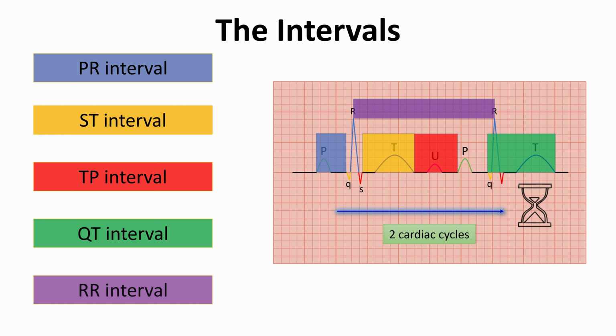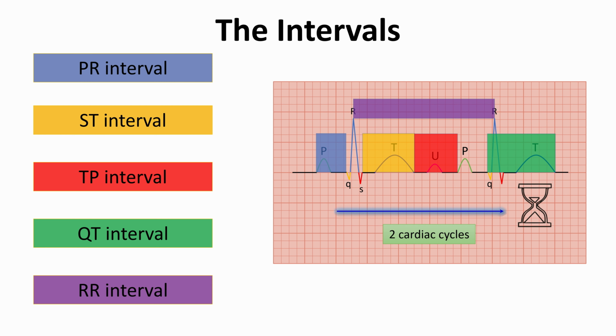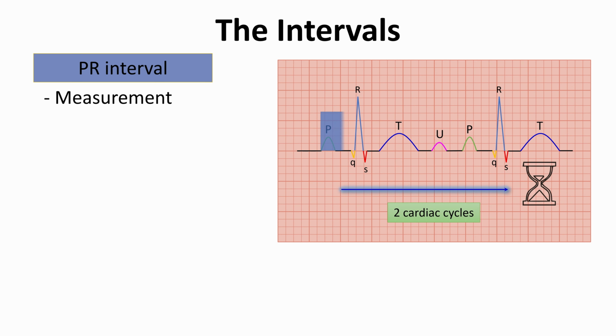The two intervals that are clinically important are the PR interval and the QT interval. So let's talk about the PR interval. The PR interval is measured from the onset of the P wave to the beginning of the QRS complex. Although the term PR interval is in vogue, actually PQ interval would be more appropriate. Note that the duration of the P wave is included in the measurement.